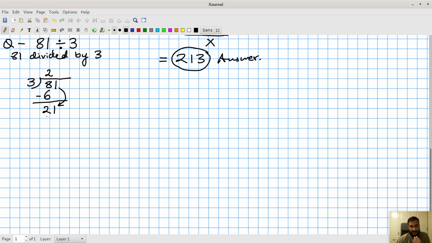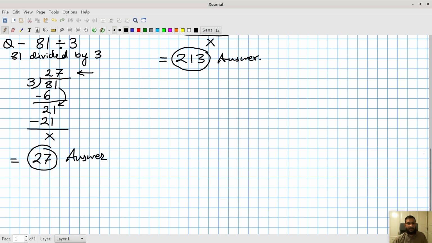So let's check if we can get a number close to 21 by doing the multiples of 3. 3 1s are 3, 3 2s are 6, 3 3s are 9, 3 4s are 12, 3 5s are 15, 3 6s are 18, and 3 7s are 21. Okay, so we got it on 7. So we write 3 7s are 21. And then we just subtract them. 21 minus 21, nothing is left, 0. And this is our answer. So we write it like this. We'll say 27 is the answer. Good.